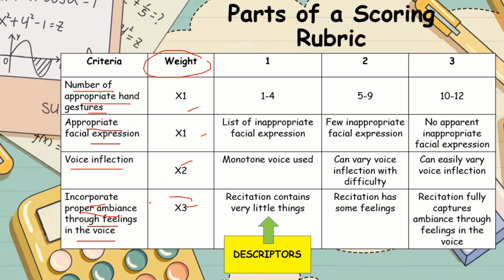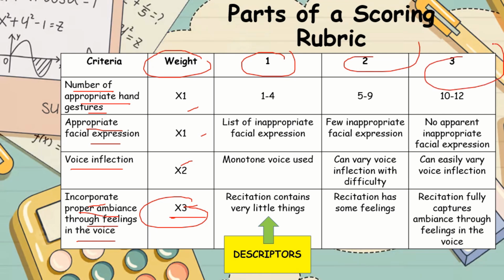As you can see here, we have level 3. The students can receive 3, 6, or 9 points, for example, 1, 2, or 3 times the weight. So 3 times 3 is equal to 9 points, whichever is most appropriate for the students in this criterion. As you can see here, 1, 2, and 3.